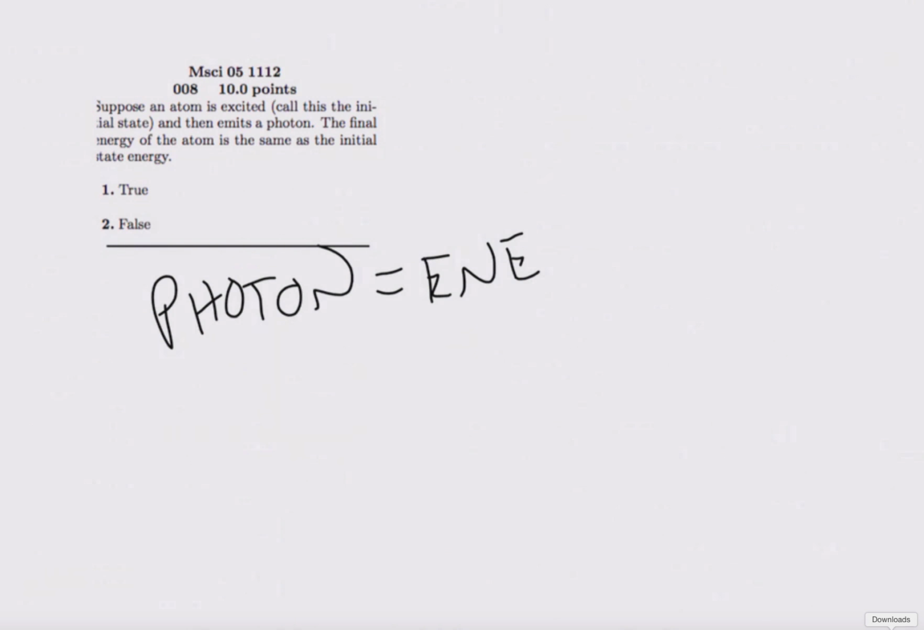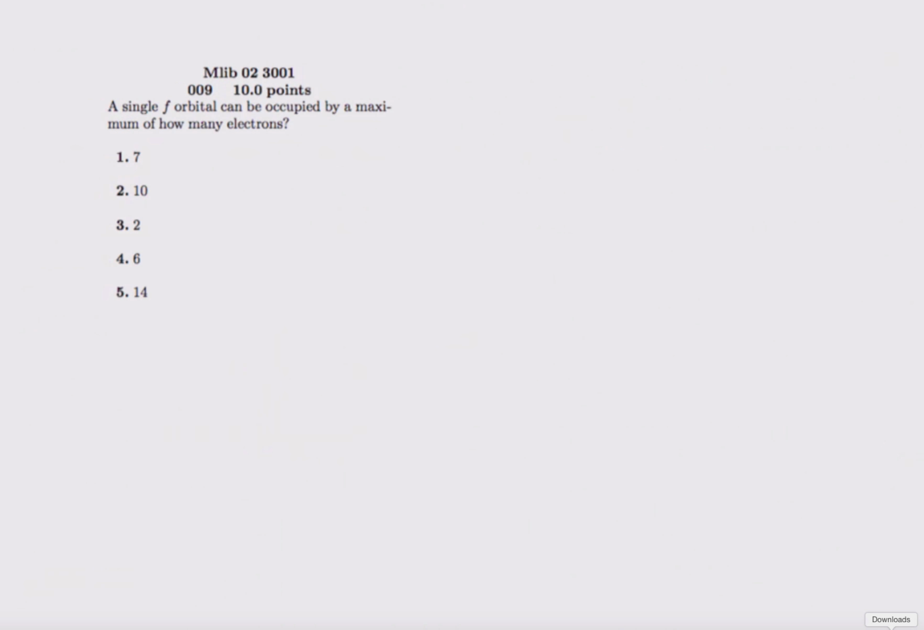When an atom gets excited, in its initial state, we're going to call the excited state, and it gives off a photon. The photon equals energy. So that's how electrons move up and down. They absorb energy, they release energy in the form of photons. So if you're giving away energy, emitting a photon is the same as giving away energy, then you cannot have the same amount of energy that you started with because you just lost some. So that one would be false.